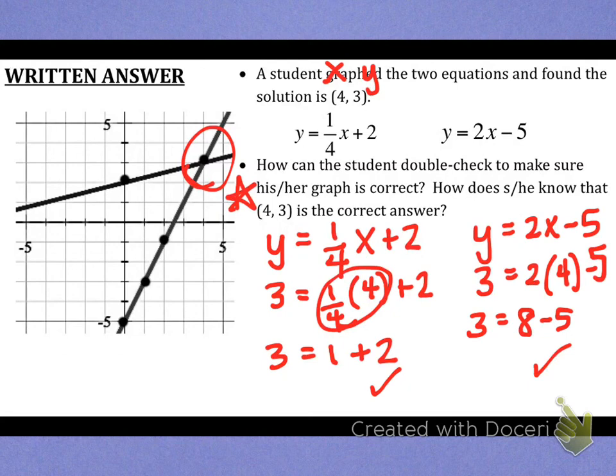So the solution to a system not only is where they cross, but because they are on the lines at the same time, that means plugging them in would actually work. You would get true statements for both.